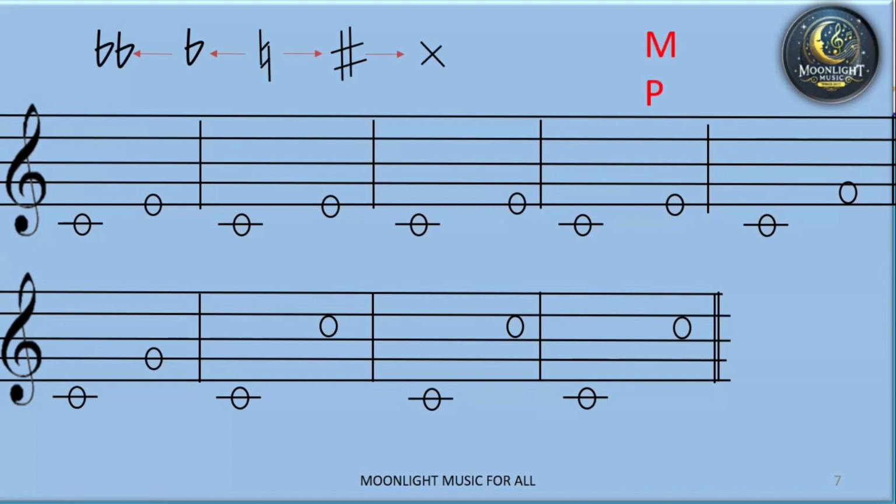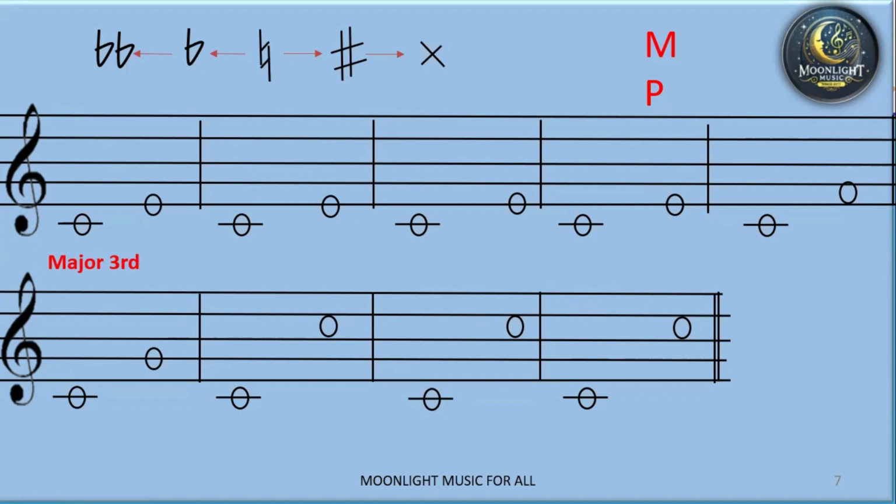Let's try some examples. C to E. Now tell me the distance first. C to E. C, D, E. The distance is third. Check the C major scale. Now always take your lowest note as the scale note, right? C major scale, your E comes in a natural way. So C to E is a major third. That's it. It's written in the correct way, major.